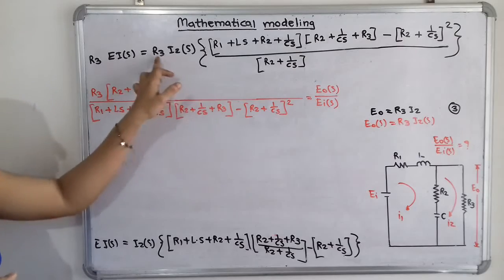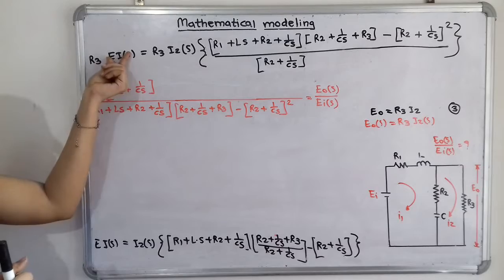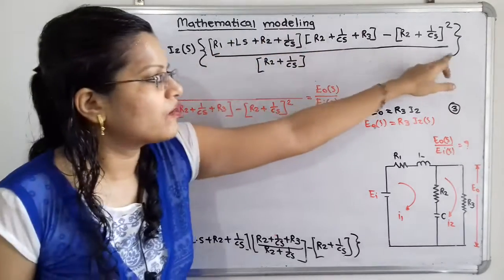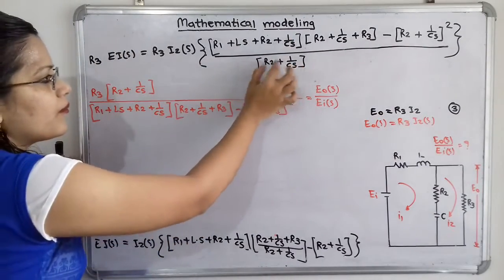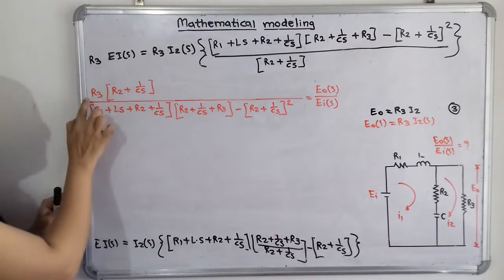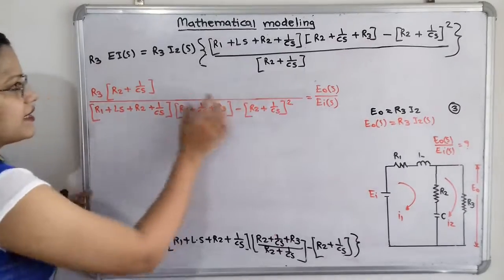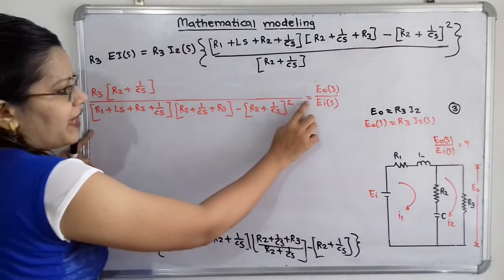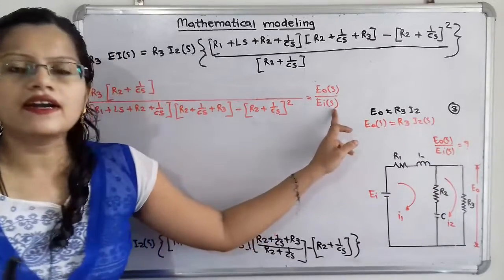Now this R3 I2 of S is nothing but EO of S. So I will transfer this EI of S to the right hand side, and I will transfer the whole term inside the bracket to the left hand side. So this R2 plus 1 by Cs will move into the numerator. So R3 as it is, R3 in the bracket, R2 plus 1 by Cs divided by, I have to take this whole numerator to the denominator, and this is equal to EO of S by EI of S, and this is the required ratio.